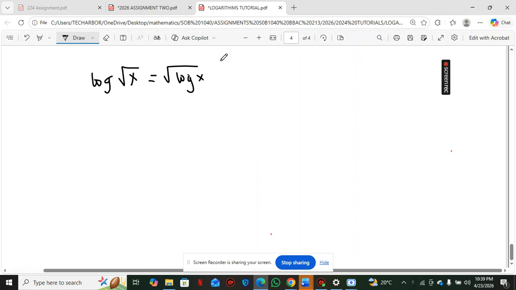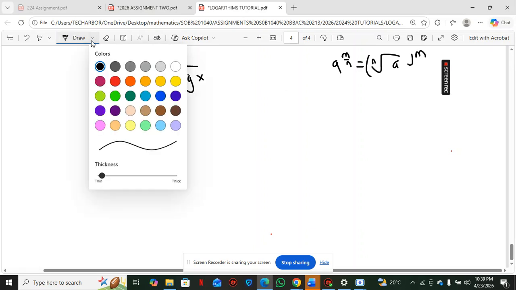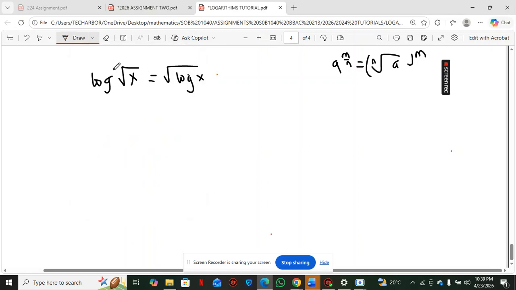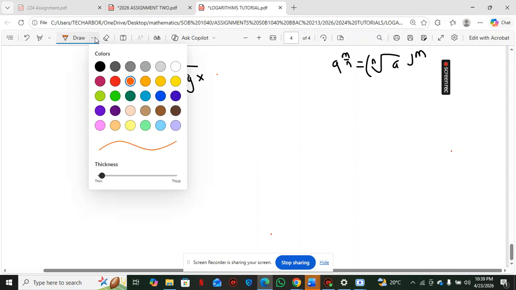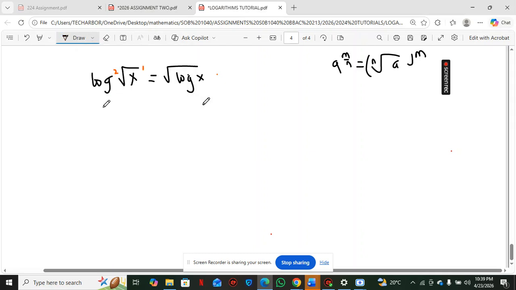All right, so the first thing we need to do is get rid of this square root here for this x. Remember the laws of indices: a to the power m over n equals the nth root of a to the power m. So here it's like we're moving backwards, because there's a square root here, and this is raised to the power 1. So when we do that, we're going to say log of x raised to the power half.